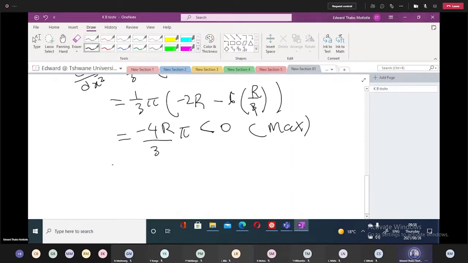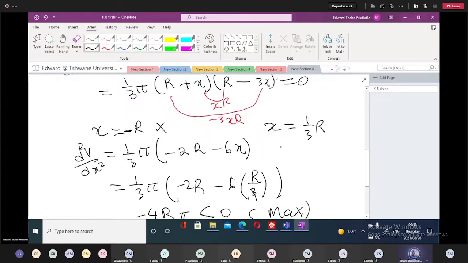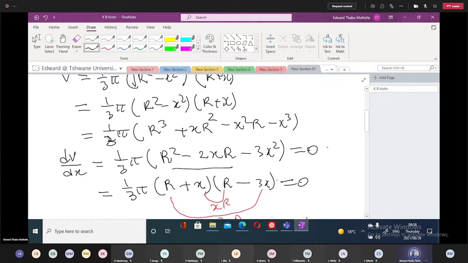Now let's check what V is equal to. We are going to substitute this value of x. I think we can substitute it here to see that indeed it is going to give us the value that they are looking for.